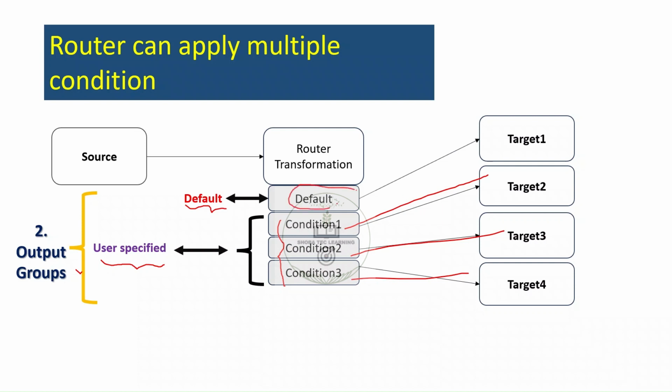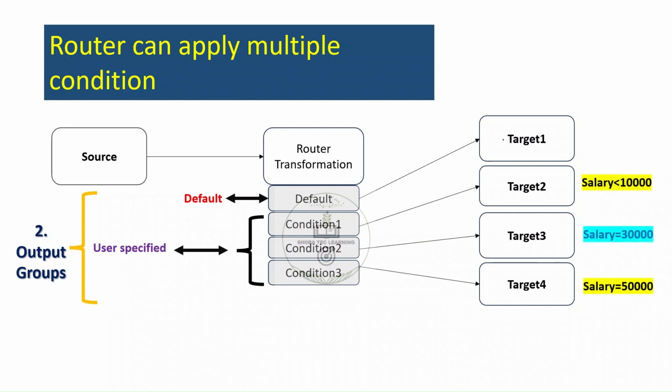Now see here, I have three conditions. The first condition is salary less than 10,000: all the employees getting a salary less than 10,000 will be moved into target 2. My second condition is salary equal to 30,000, and those employees' data is loaded into target 3. Employees who are getting a salary of 50,000 will move to target 4.